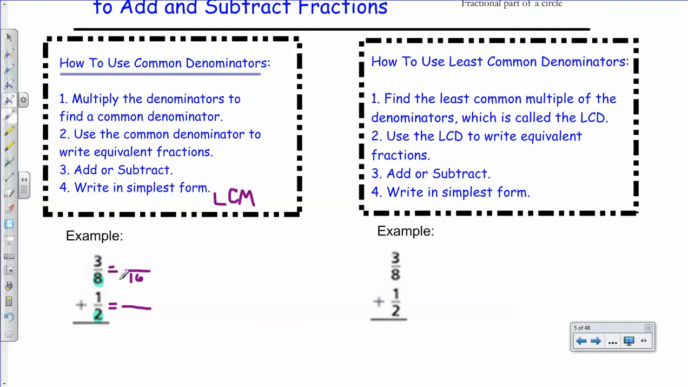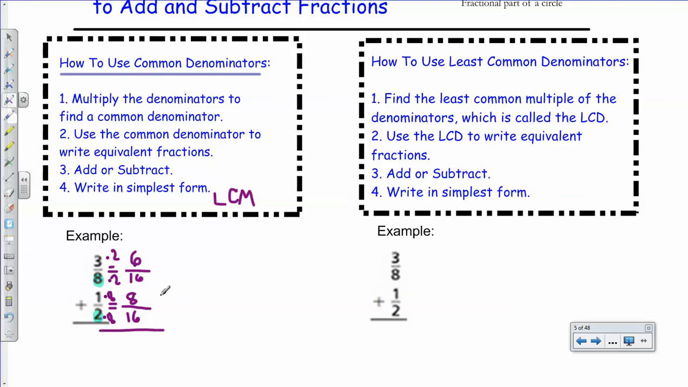Whatever I do to my denominator, I have to do to the top. So how did I get from 8 to 16? I multiplied by 2. So what do I have to do on the top? Multiply by 2. So I end up with 6/16. How did I get to 16 on the bottom? Well, 2 times 8 is 16. So what do I multiply on the top? I multiply by 8. So now I have 8/16.